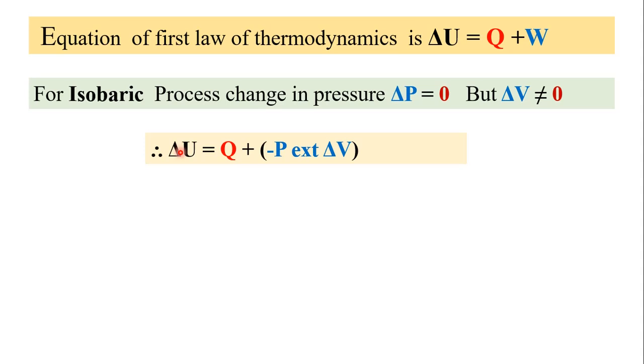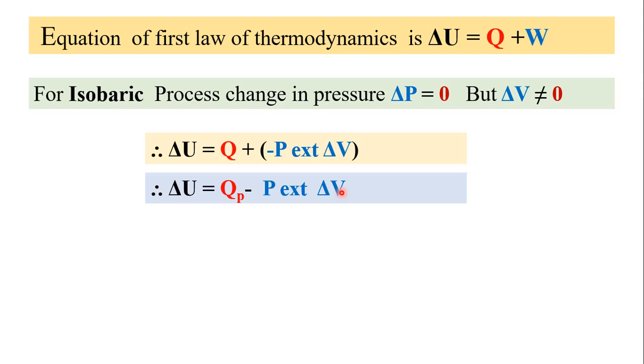Therefore, delta U is equal to Q plus W, and W is equal to minus P external into delta V. So if you substitute the value of W in this equation of the first law of thermodynamics, then delta U is equal to Q plus minus P external into delta V, which is W. Therefore, here delta U is equal to QP minus P external into delta V.